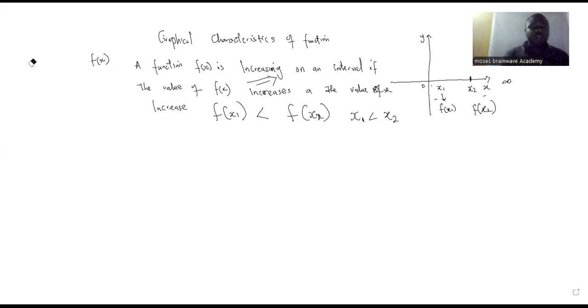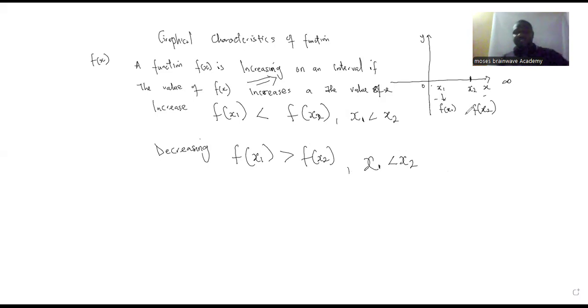Now, let me take out this one. We can also give another instance when it is decreasing. So this is for increasing. A function is said to be decreasing if the reverse is the case, which means I have a function evaluated at x1, but this time around, it is greater than when I evaluate it at that second point, provided that my x1 is still less than x2 within that interval, right? Within the interval of consideration.